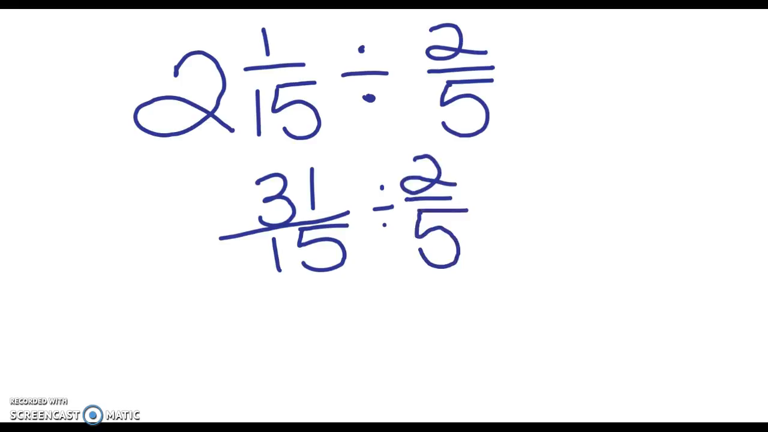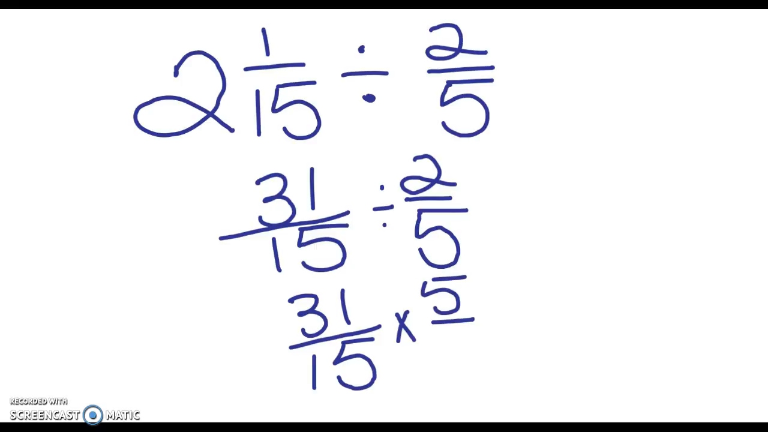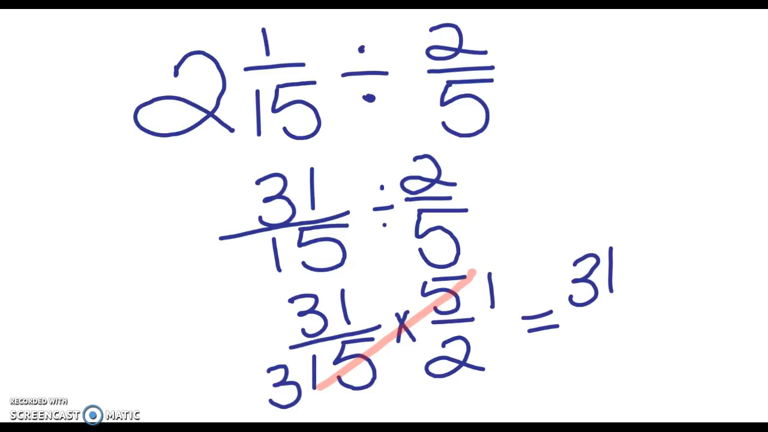The rule for dividing fractions is keep the first fraction the same. Change divide to multiply. Flip the second fraction. Now I've just got a multiplication problem, which we just did. I can cross-reduce. 5 and 15 both divide by 5. So 5 turns into a 1. 15 turns into a 3. And I'm going to multiply what I have left. So 31 times 1. 3 times 2.